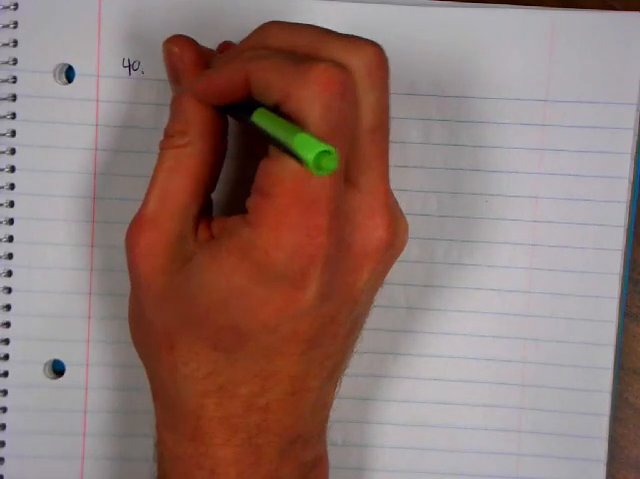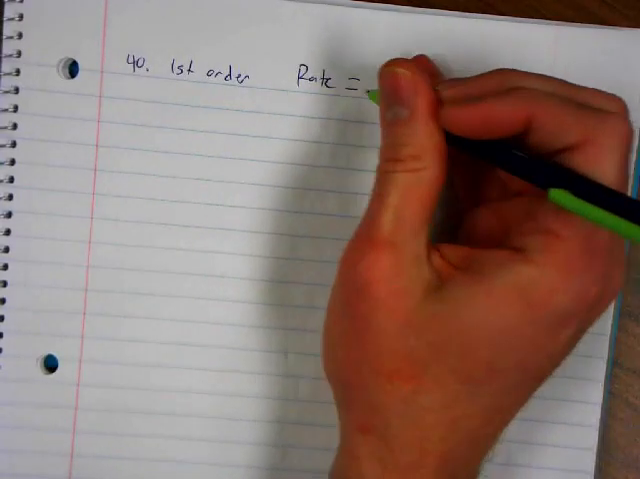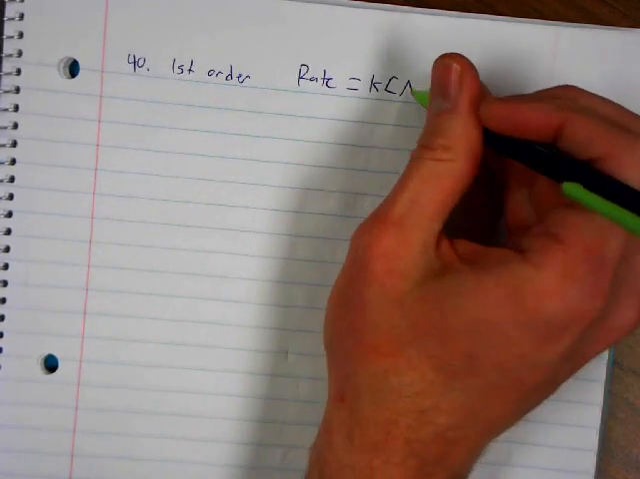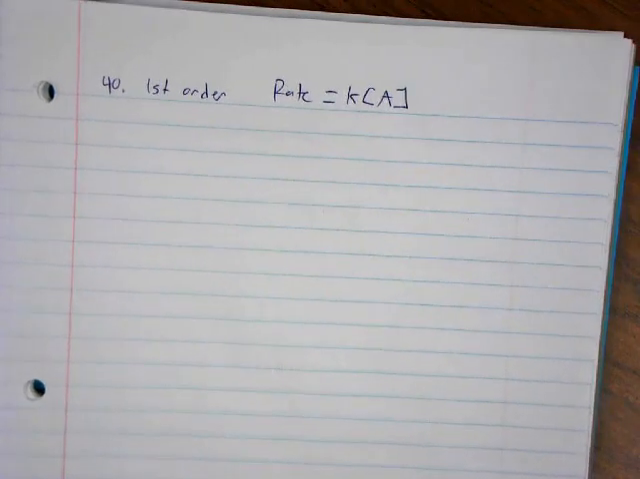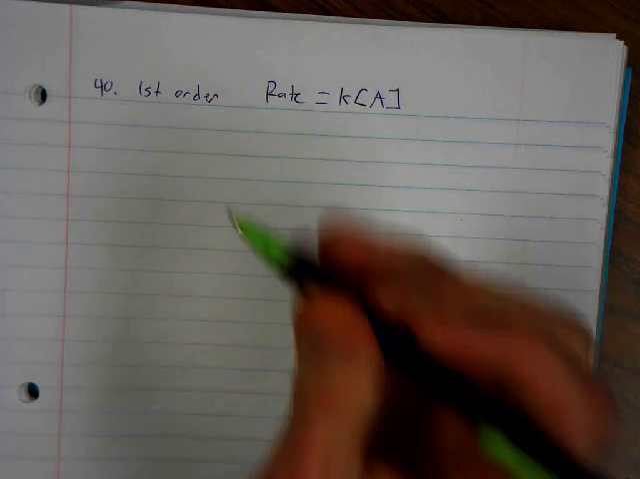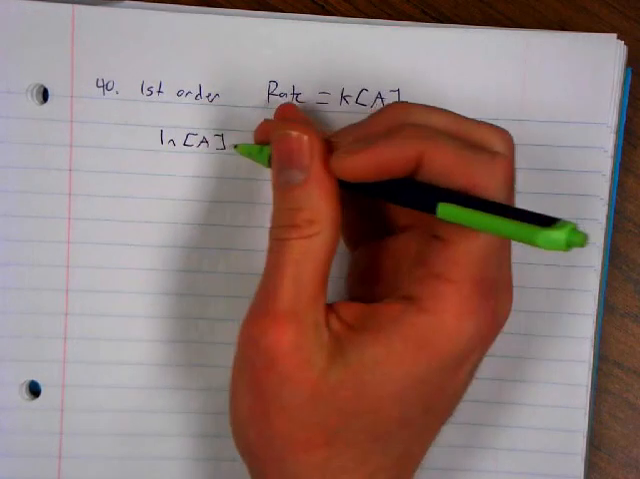So 40, they're essentially telling me that this is what? It's first order. So they're telling me that this is first order. Agreed? Which means that rate is going to equal K times the concentration of what? A, because A is my only reactant. Agreed? Little lowercase a, that's the coefficient, which we don't know, right? We don't know.